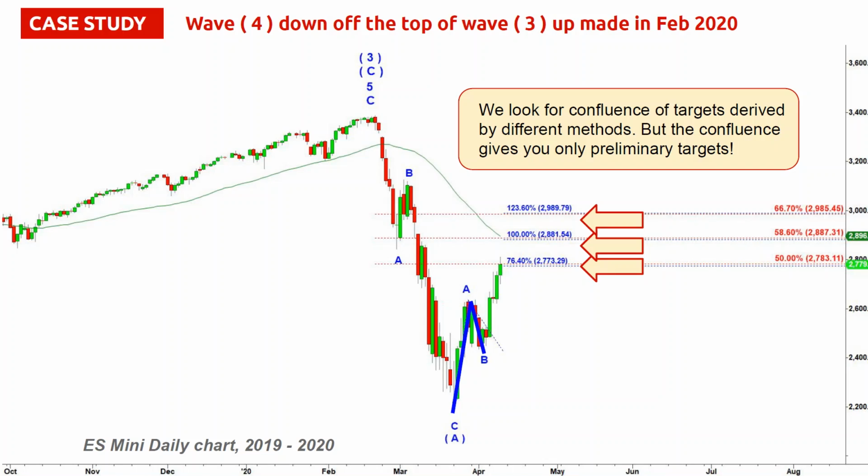For example, look at that ABC. That C is clearly longer than that A. So we measure that distance, we project it from the bottom of that corrective push down, and we get those 3 blue fibs, 76.4, 100%, 123.6.